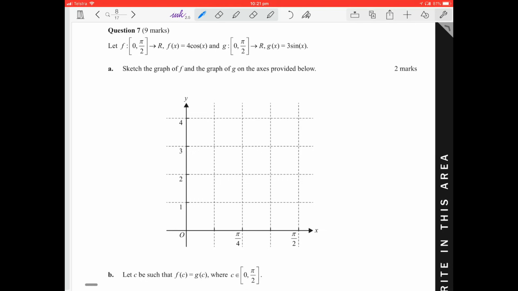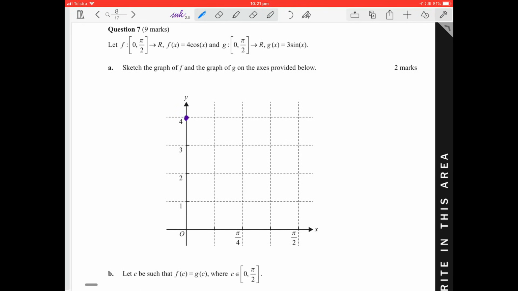Oh, 9 marks. Okay. Our function is defined from 0 to pi on 2, 4 cos x. Okay, so this is f of x. It's a cos graph, so it starts at the top, goes through pi on 2. We know when x is pi on 4, cos of pi on 4 is 1 on root 2, which is about 0.7. So if I times that by 4, I get 2.8. So 2.8, let's say it's about there. So this is my graph of f of x.